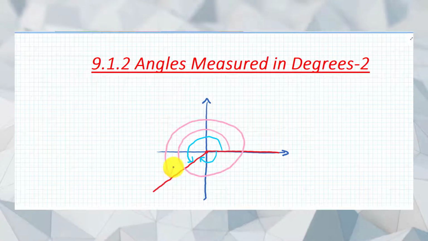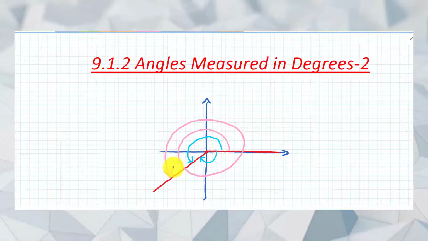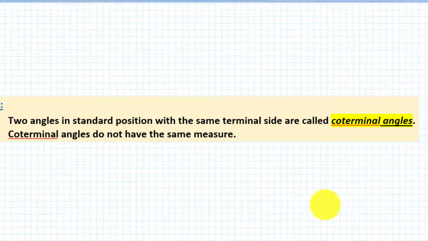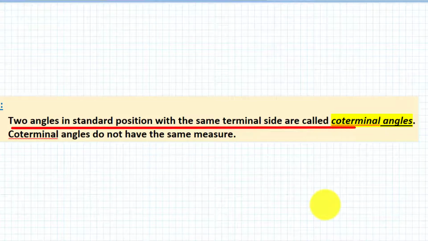These considerations lead to the definition of coterminal angles. Here it is. Two angles in standard position that have the same terminal side are called coterminal angles. This definition makes sense because when I say two angles in standard position, I mean two measures of angles in standard position. So coterminal angles have the same rays that make up the angle, but different measures.